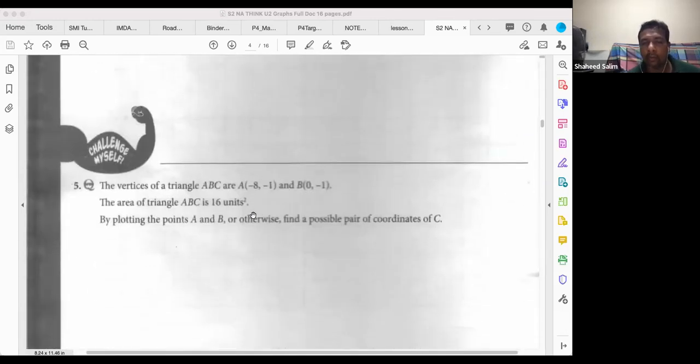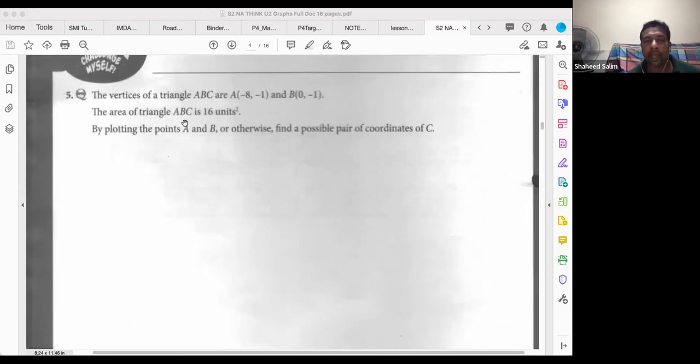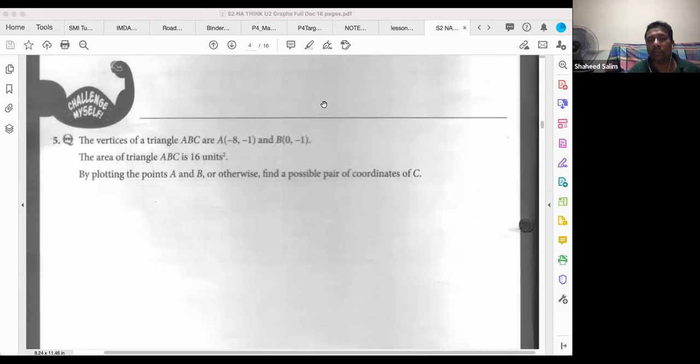Okay. So now, imagine here, they don't give you anything. They tell you that A, the point is this. B, the point is this. And C, we do not know where it is. But the area is 16 units. Can you draft on your paper? Can you find a possible pair of coordinates for C? Can or not? Later we will try down here.